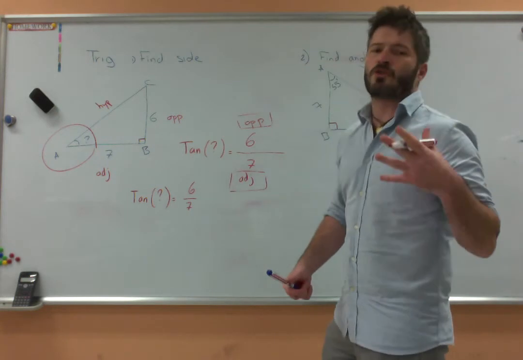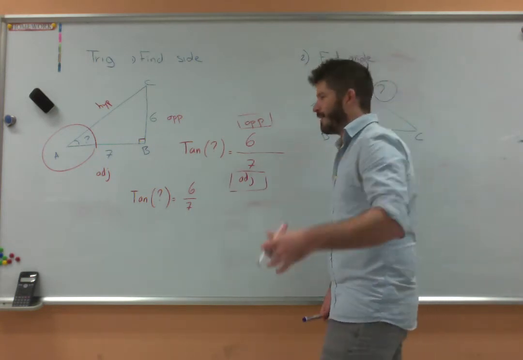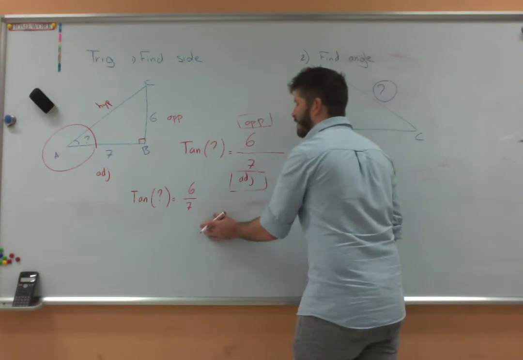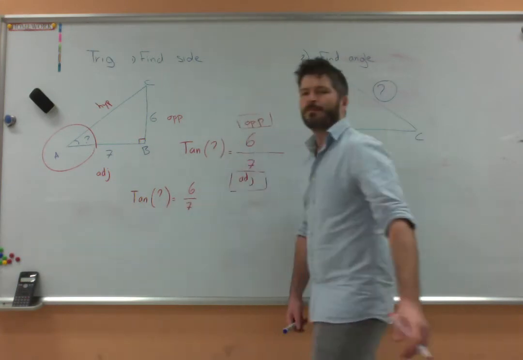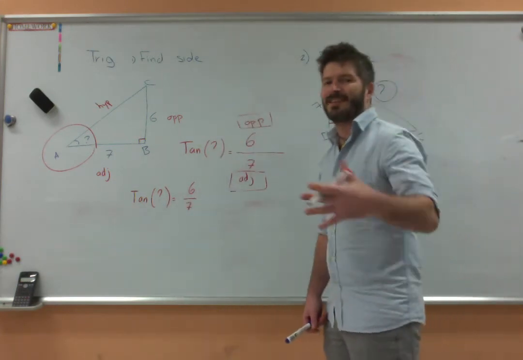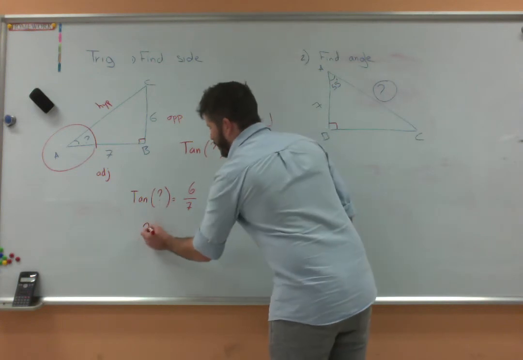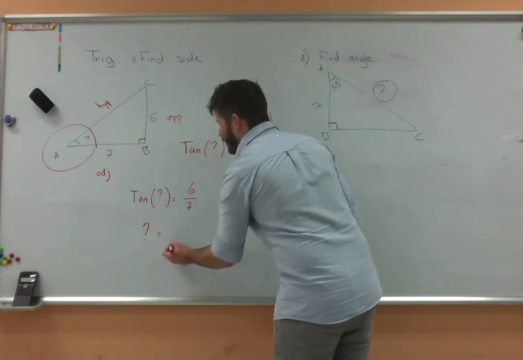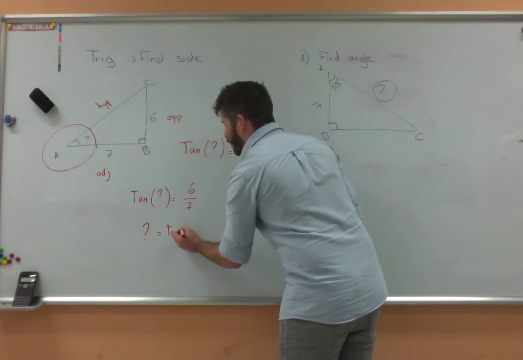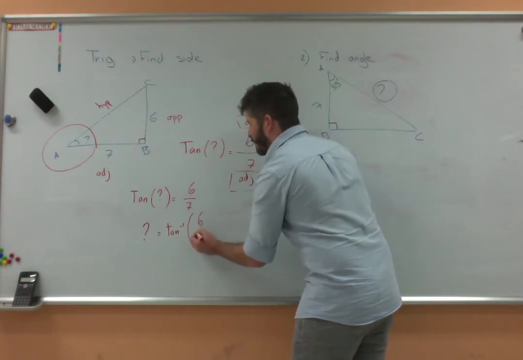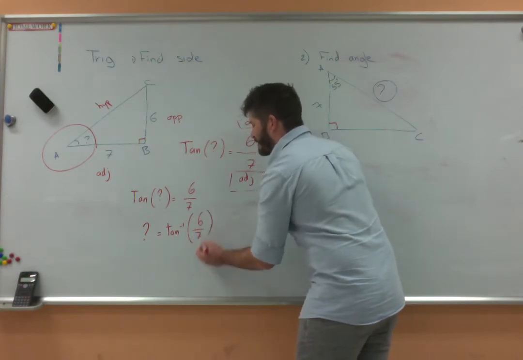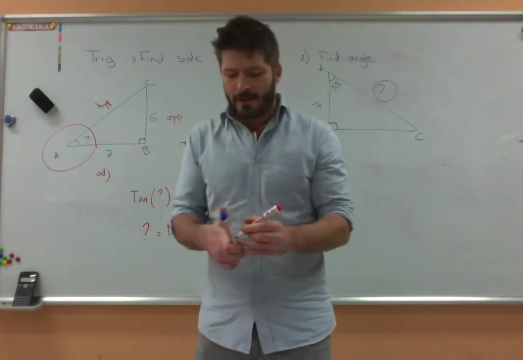Now I'm going to use the trick that I taught you guys last time. If I want to move this to this side while keeping the angle isolated, we have to use the inverse function. So we're going to do just that. Question mark is equal to the inverse function of tangent of 6 over 7. And now all I have to do is use my calculator.